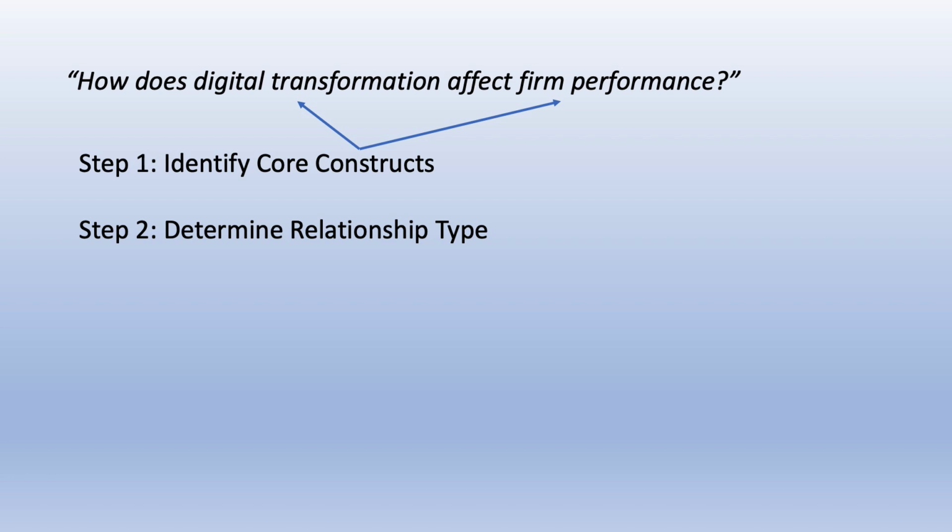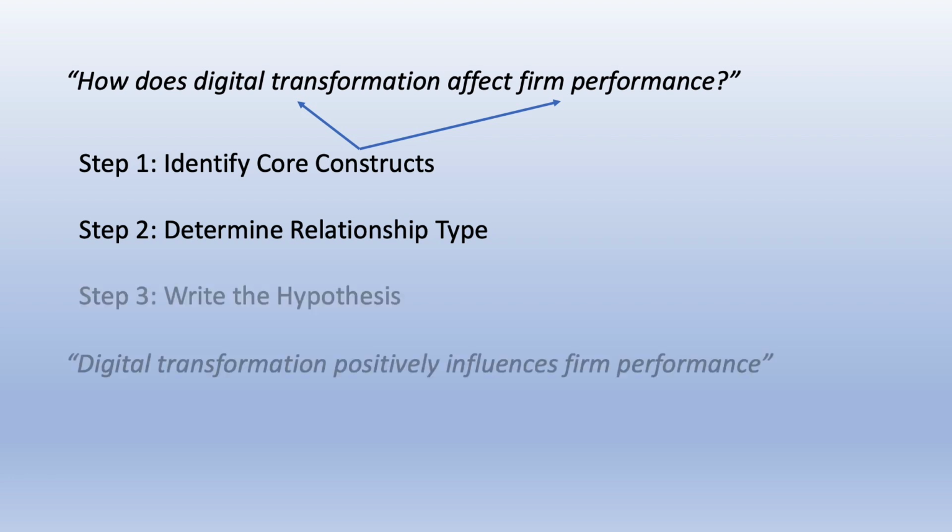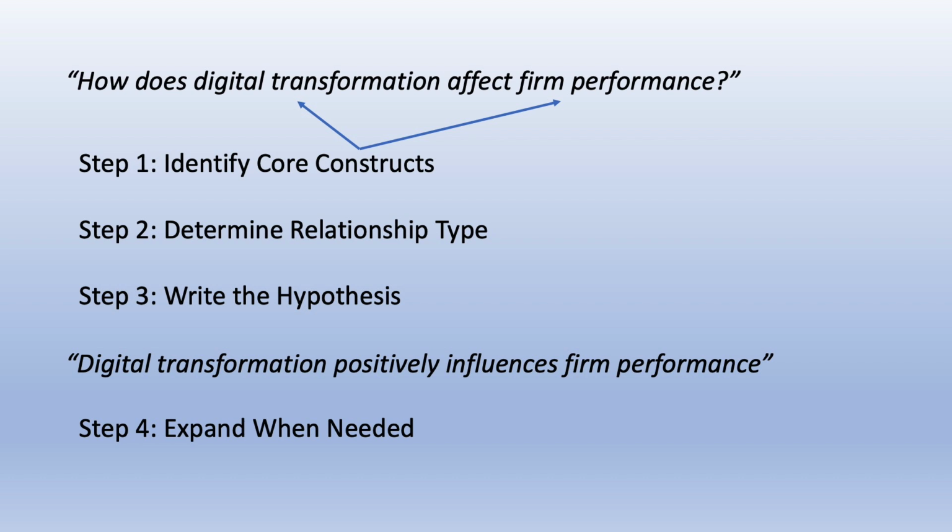Now translate the question into a hypothesis. Digital transformation positively influences firm performance. Notice the change. The statement is now testable and directional. If the dependent variable has multiple dimensions, it is better to write multiple hypotheses. For example, digital transformation positively affects financial performance and digital transformation positively affects operational performance. This improves clarity and supports SEM modeling.